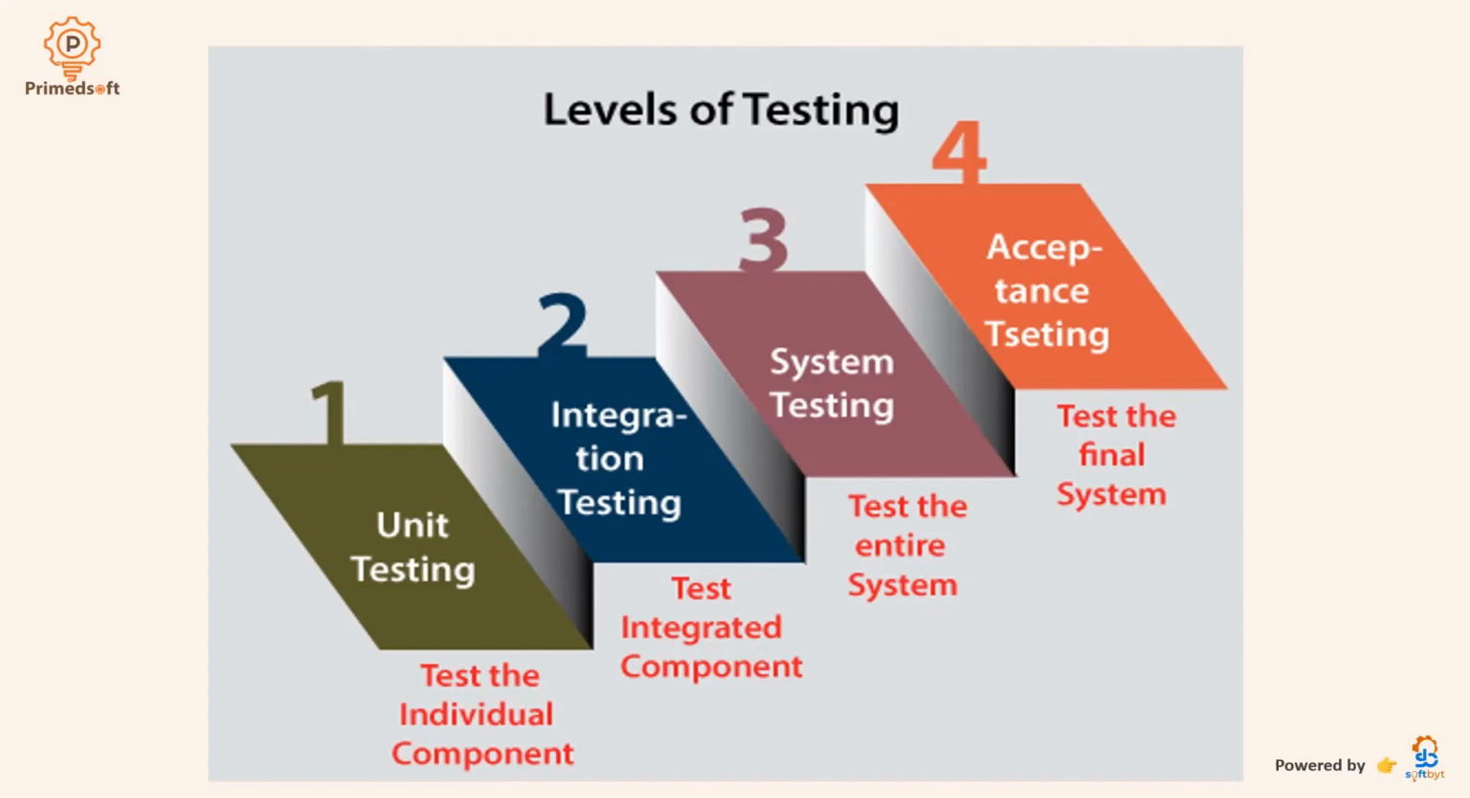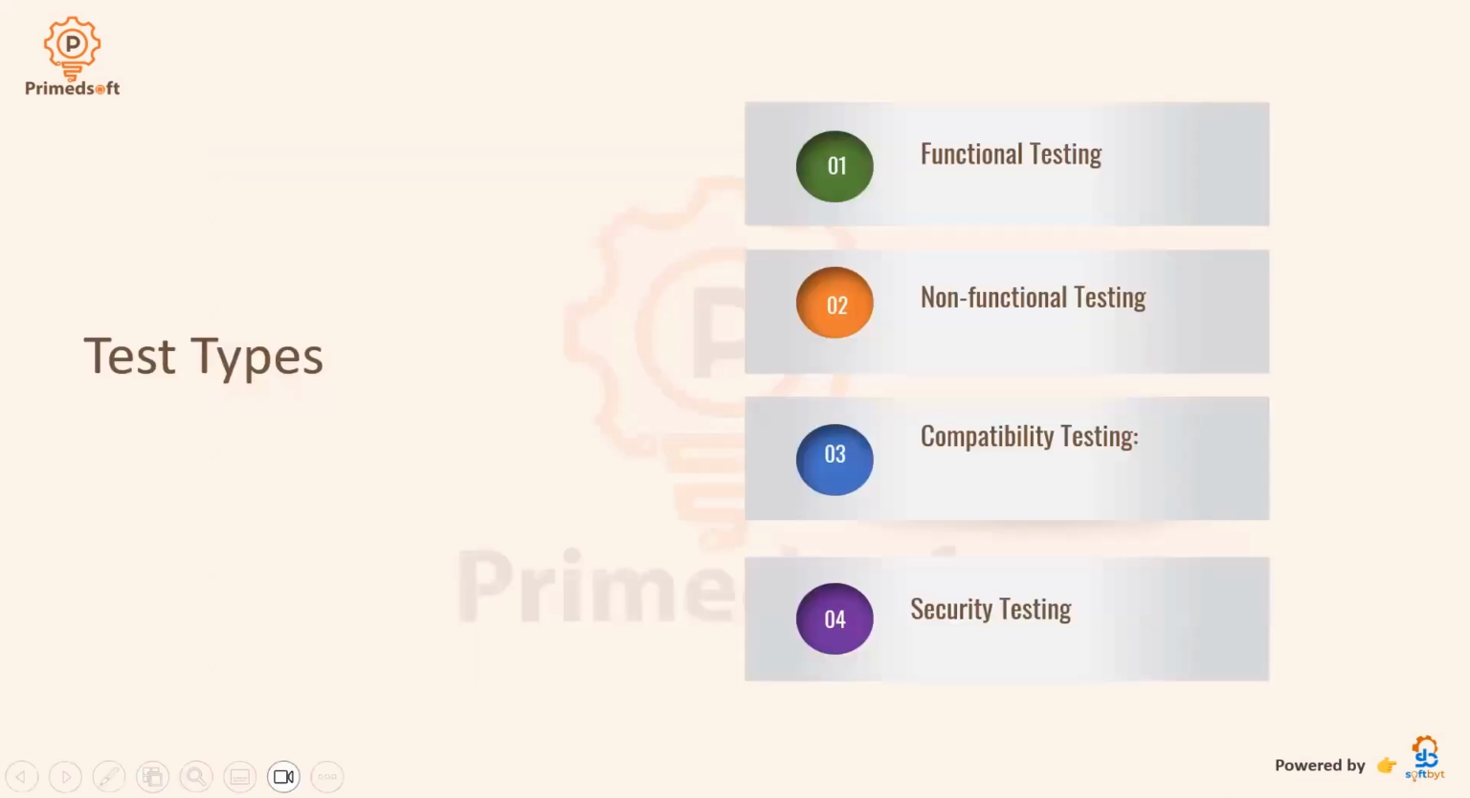Now we've talked about levels of testing. After levels of testing, we'll be talking about types of testing. Level of testing and types of testing are not the same, right? As you can see, we'll have different types of testing, and they include functional testing, non-functional testing, compatibility testing, and security testing, right? We just discussed levels of testing. Now we are talking about types of testing.